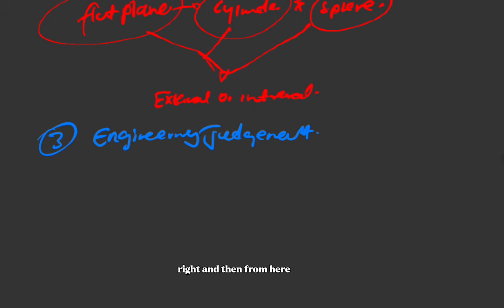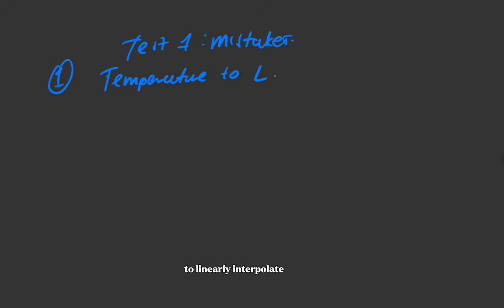All right. And then from here, I think we can just go to common mistakes people have been making in their Test 1 and 2. Test 1 mistakes. Mistake number 1: the temperature to linearly interpolate fluid properties.